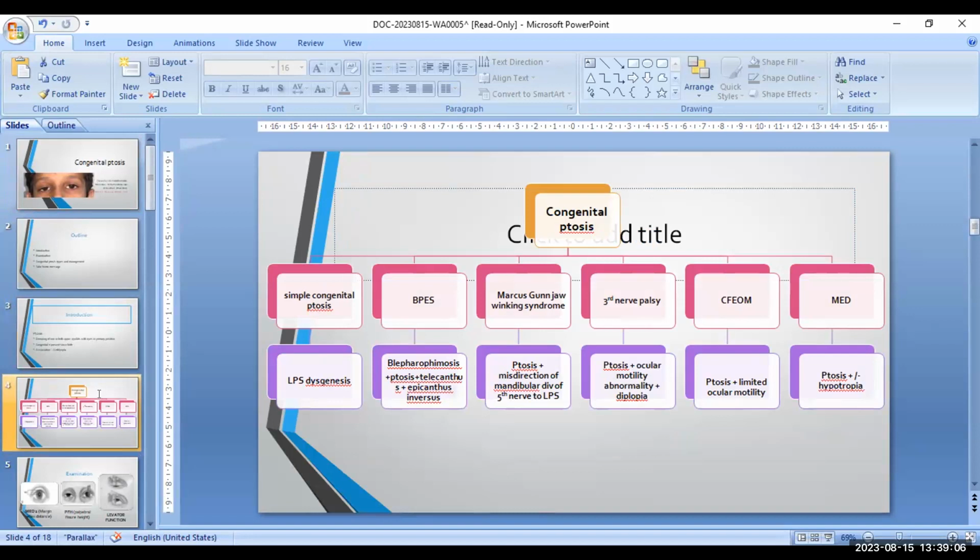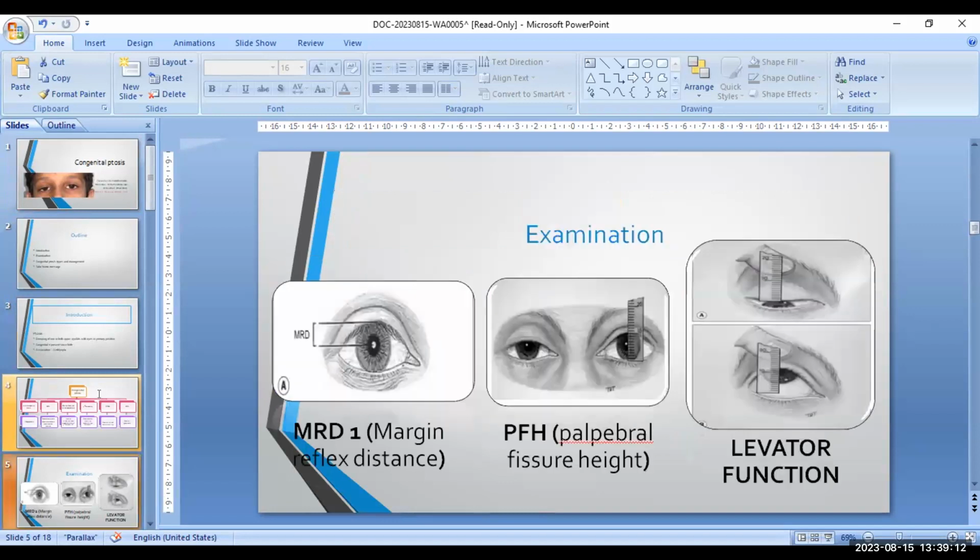There are various types of congenital ptosis, simple and others which are complicated ptosis. The examination is very much important. We have to measure MRD1, that is the distance between upper eyelid margin and corneal reflex by the pen light. We have to measure PFH, that is palpebral fissure height, the distance between upper and lower eyelid margin at the pupillary plane. Levator function measurement is very much important.